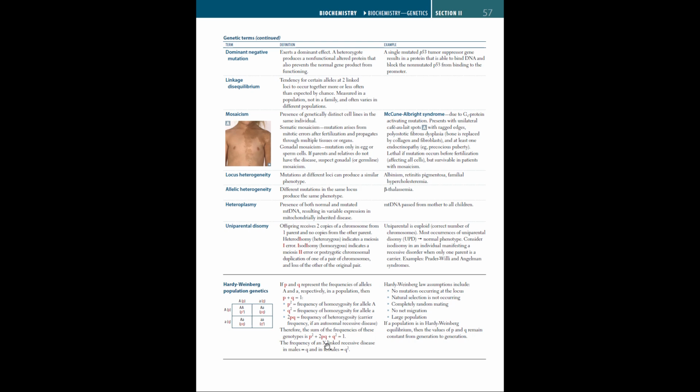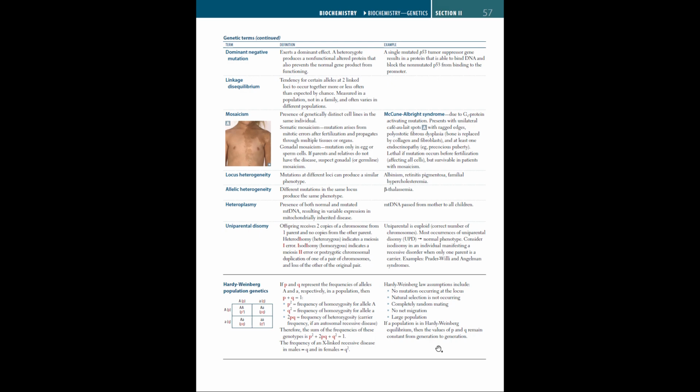The frequency of an X-linked disease in males is equal to q, and in females is q squared. The Hardy-Weinberg law assumptions include no mutation occurring at the locus, natural selection is not occurring, complete random mating, no net migration, and a large population. If a population is in Hardy-Weinberg equilibrium, then the values of p and q remain constant from generation to generation. All right, moving on.